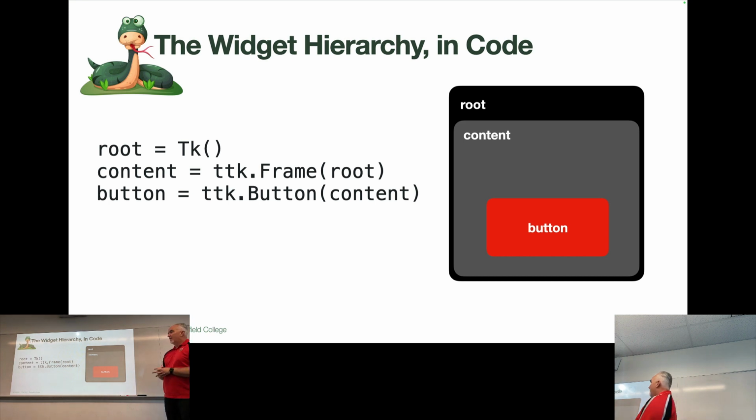And in code, a very simple hierarchy might be the root, a single content frame, and a button inside that. And you can see here that the root is actually a Tk object, which is the main window. So a lot of times I'll just call this window instead of root, because semantically it just makes sense to me. If you look in the Tk documentation, a lot of times they refer to it as a root. I prefer window. It's just an instance of that object, so you can call it whatever you want. You can call it George if you want to. I like to call it window because it makes sense to me.